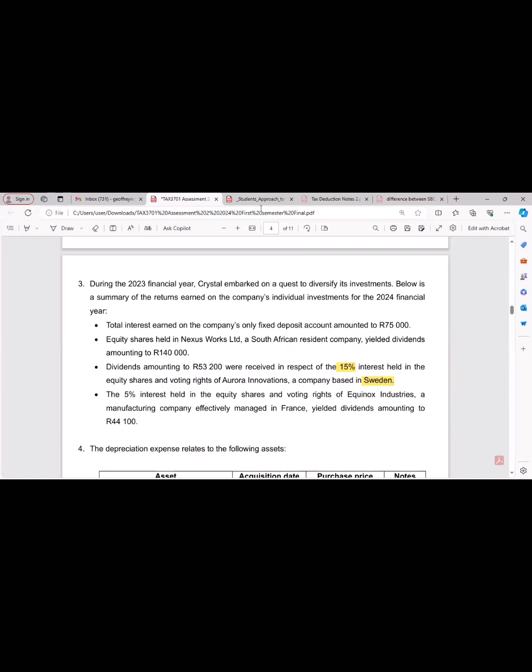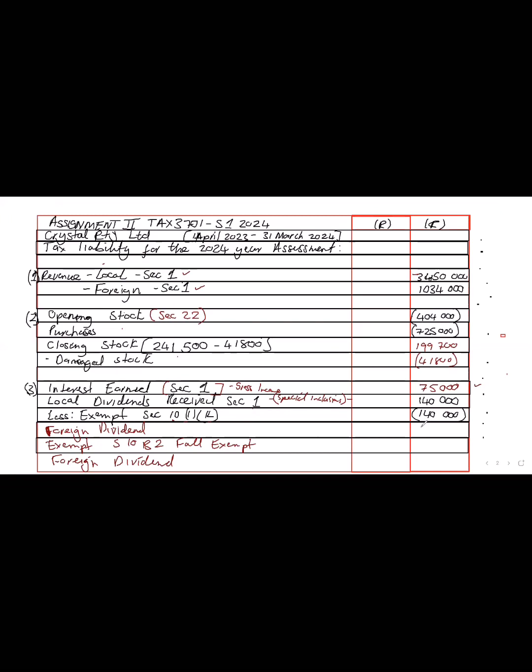So 53,200, you do the same thing. Foreign dividend, I'll just write Sweden. According to section 1, it is gross, before you start subtracting. Anything that's gross, we include everything, excluding capital in nature things. Otherwise, all income is included. Then from within what you included, we apply other sections that allow you to remove some of those incomes so they are not taxed.